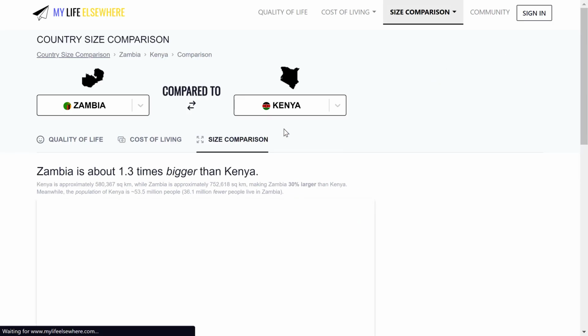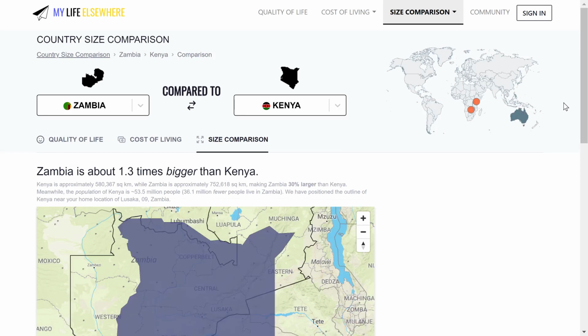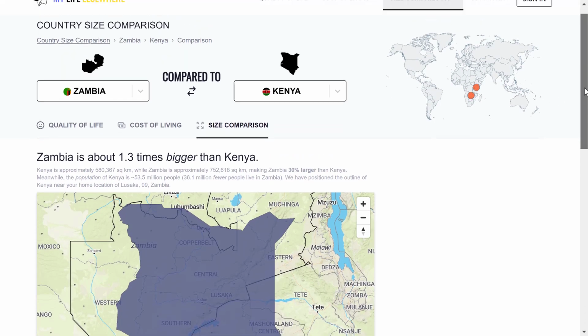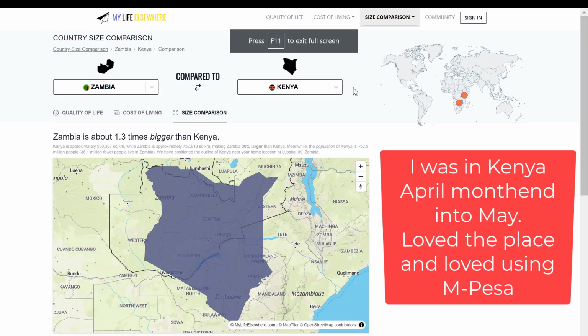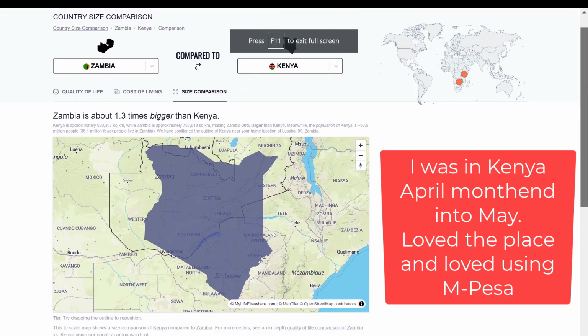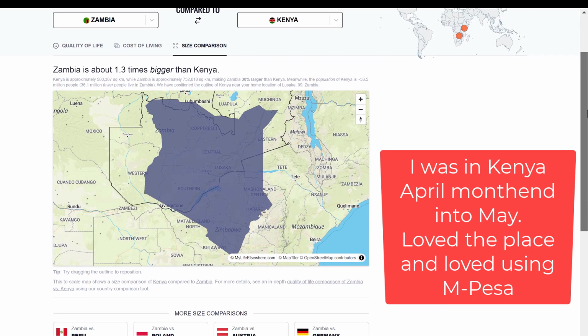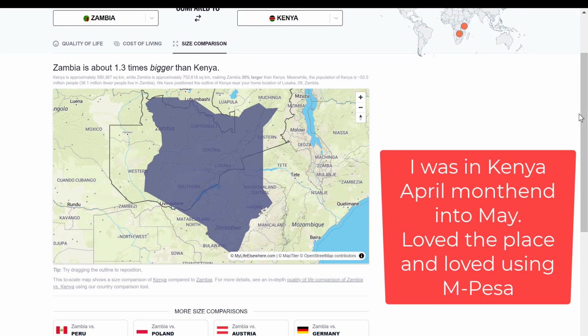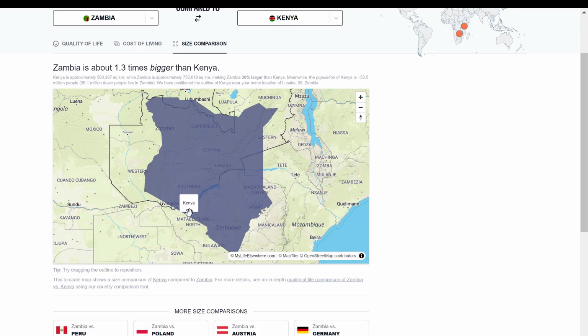You get to see a lot of interesting comparisons. Let me just reduce the size of this. Okay, so here is Zambia compared against Kenya. I've just picked it randomly. I was in Kenya early mid this year, during their 5 or 6 day holiday? It was a very, very funny period and the wrong time to go to Kenya.